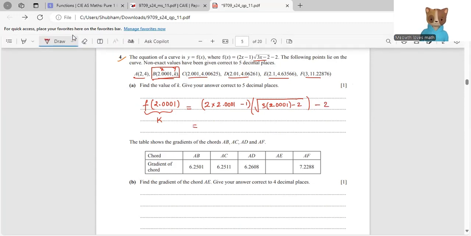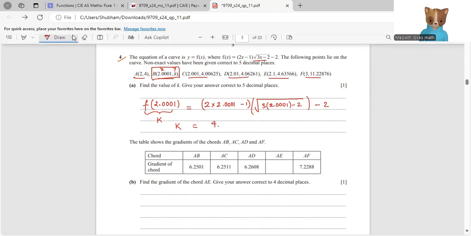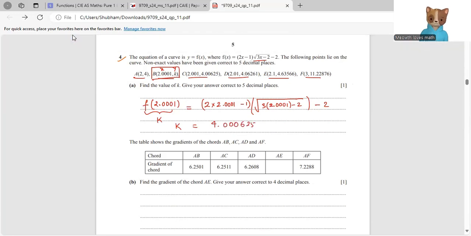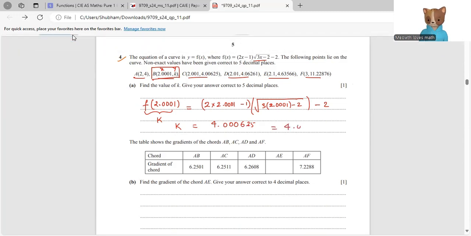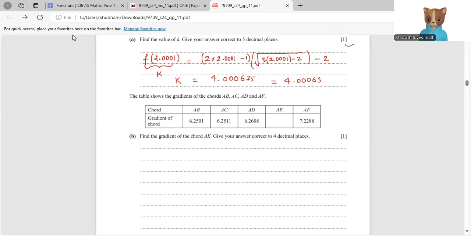So if you solve this, basically you will get k is equal to, if you plug in here, 4.000625, and they have mentioned 5 decimal places. So this is up to 6 decimal places. If you round this off up to 5 decimal places, you'll get 63. So the value of k is 4.0063. Alright. So it's a 1 marker, basic stuff.